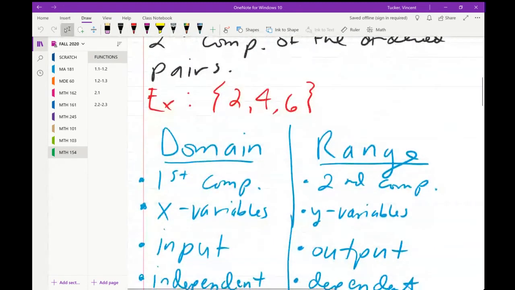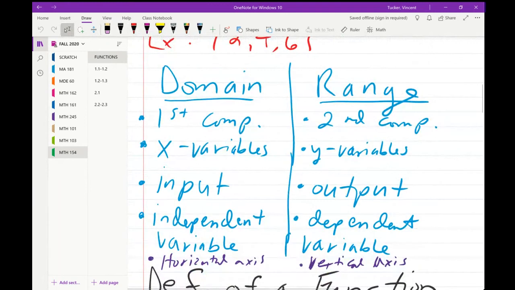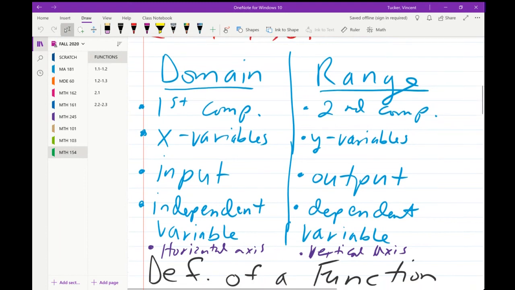So the differences between your domain and range: as we mentioned, your domain is your first components. Your range will be your second components. Normally your domain is associated with your x values, your range with your y values. Domain is your input, range is your output. Domain will be your independent variable. Your range will depend on your domain. And also your domain is your horizontal axis. Your range will be your vertical axis.